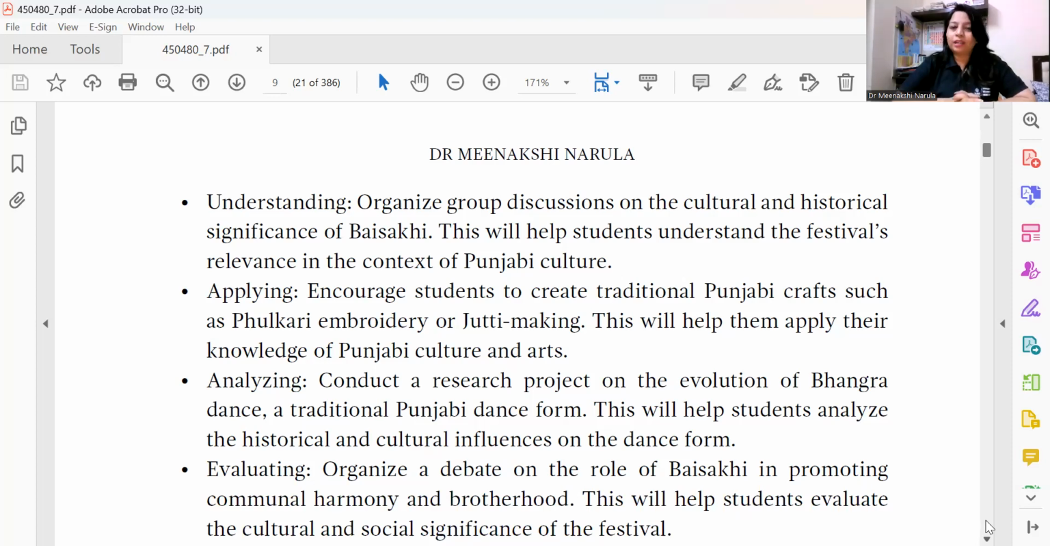Maybe fulkari I have already shared with you. Okay, jutti making, Punjabi jutti, that is very famous. Like, I hope you must have a pair too, right? You can make a small Punjabi jutti craft. I mean, that can be done.